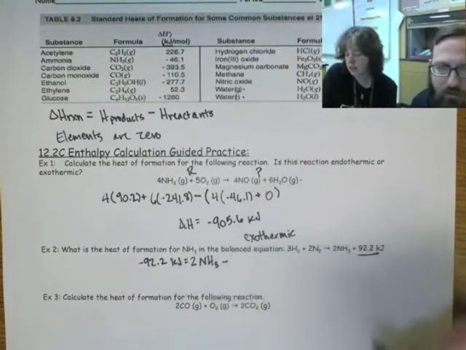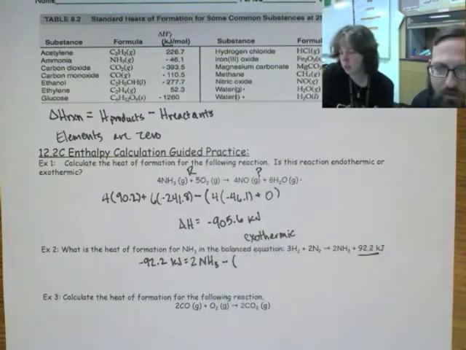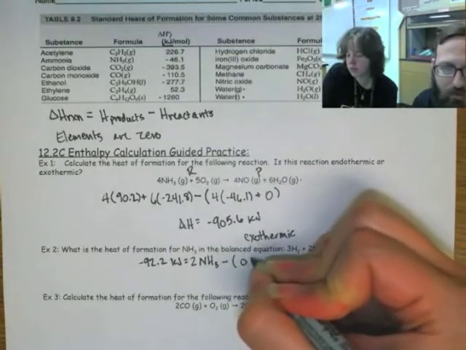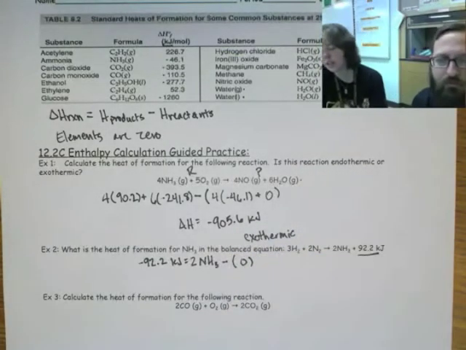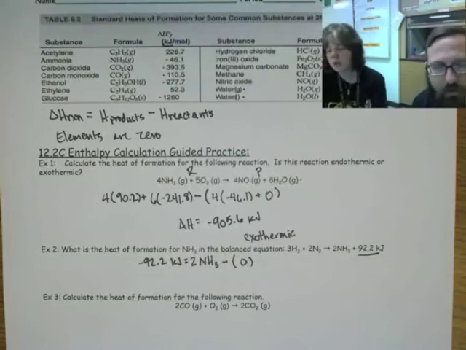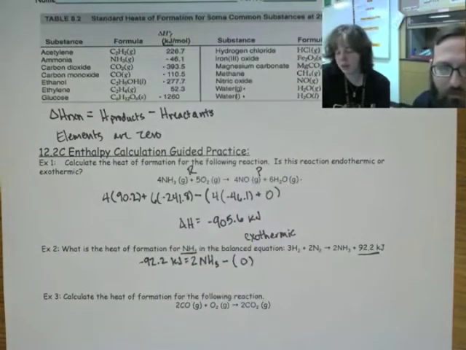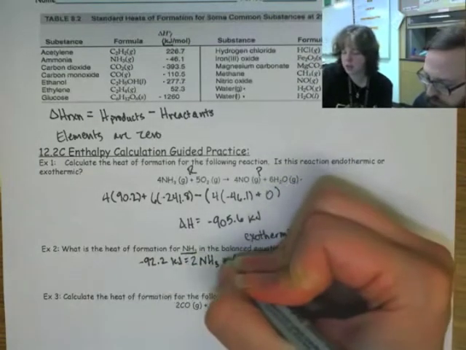minus our reactants. What do we notice about both of our reactants? They're both elements by themselves. So that means they're both 0. So all we end up with is negative 92.2 equals 2 NH3s. And we're trying to find 1 NH3. So we're going to do a little bit of algebra. We'll go ahead and cross out our minus 0 because that's not going to affect anything.